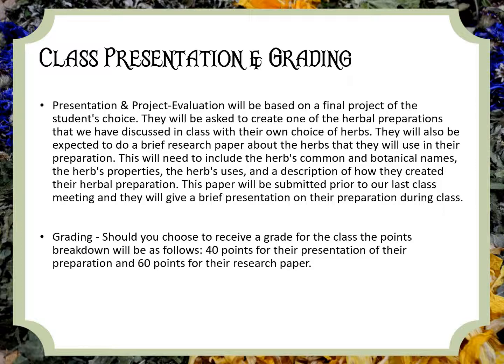If you would like a grade for this class, the grading breakdown will be as follows: 40 points for your final presentation. And then for this class, you will be asked to write a brief research paper. So you do your preparation, and then I want you to do a little bit of research about the herbs that you use in your preparation. You're going to want to tell me the common name, the botanical name, the properties, uses, and then as well as a description of how you created your preparation.